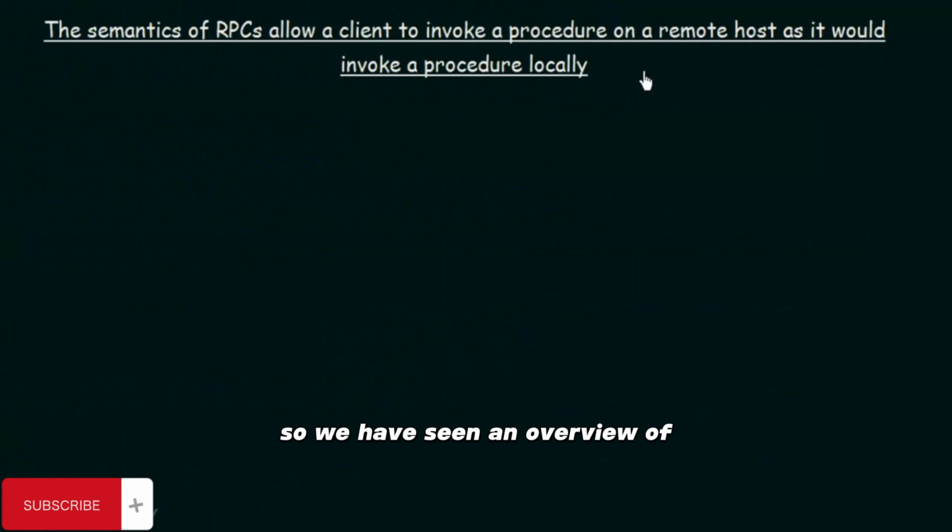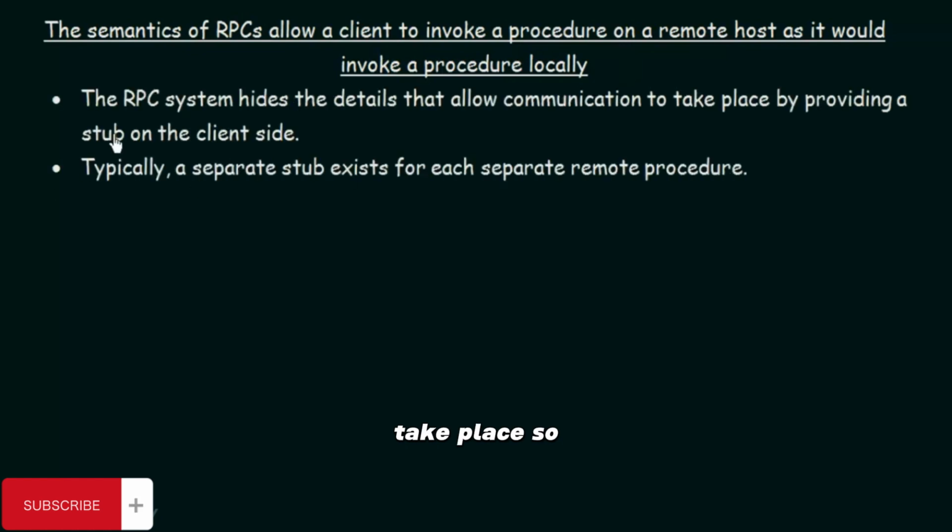So we have seen an overview of how RPC functions. Now let us see how the semantics of RPC allow a client to invoke a procedure on a remote host as it would invoke a procedure locally. We already know how processes communicate in a local setup, that means when they are residing in the same system. In case of RPC, when the processes are residing in two different systems connected over a network, let us see how the communication takes place. The RPC system hides the details that allow communication to take place by providing a stub on the client side. Typically, a separate stub exists for each separate remote procedure.